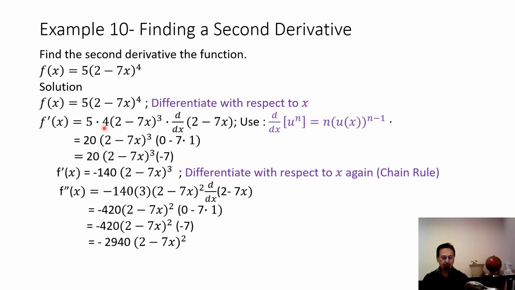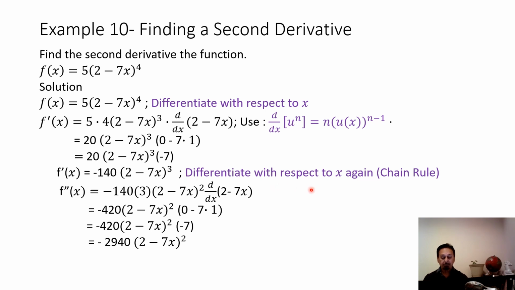Now multiply 5 and 4, 20. Rewrite 2 minus 7x to the power 3. The derivative of 2 is 0. The derivative of 7x is 7 times 1. Now we simplify this to minus 7 and write down 20 times 2 minus 7x to the power 3. We can multiply minus 7 and 20, negative 140, 2 minus 7x to the power 3. So f prime of x is negative 140 times 2 minus 7x to the power 3.